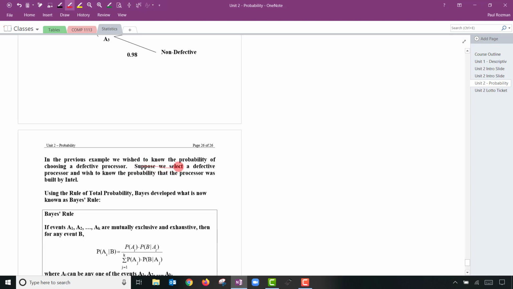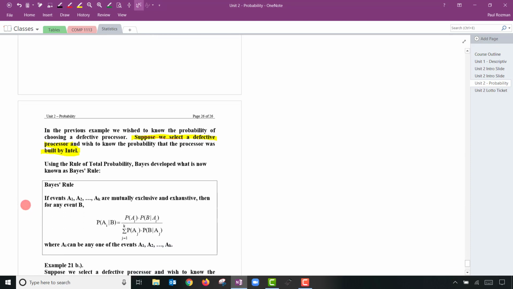We picked, our computer failed. We know we have a defective chip. What's the probability that it's Intel's fault? Now, the intuition there might be, well, it should be pretty low because Intel's chips are pretty good. Only 1% of them have problems. But what might seem surprising is that it turns out that it will be pretty high.